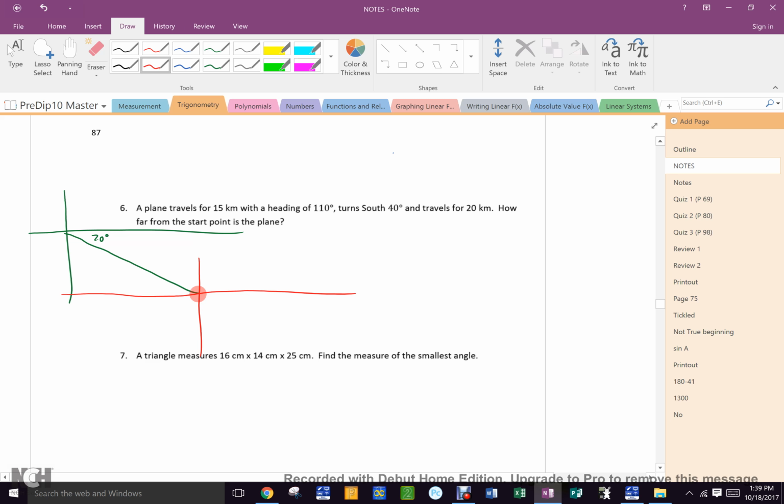Which means what direction is south? This line, the dotted line, was my current direction, yes? I turn south 40 degrees. Which way is south from here? I am now facing that way. South is right or left? This is where I am flying. Right. So I turn south 40, yes? Right.